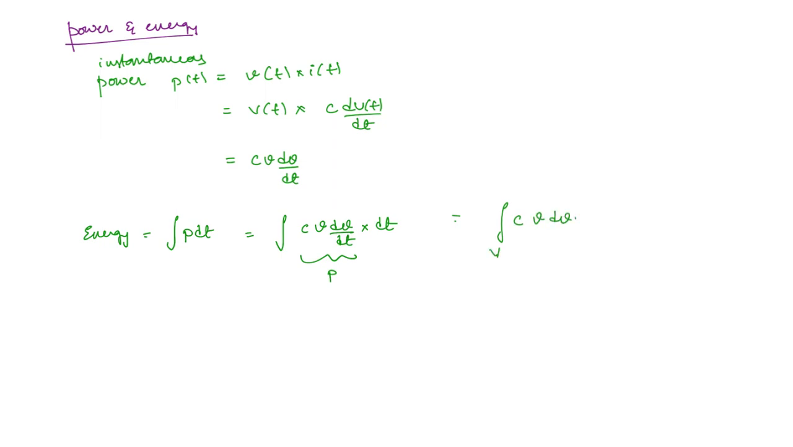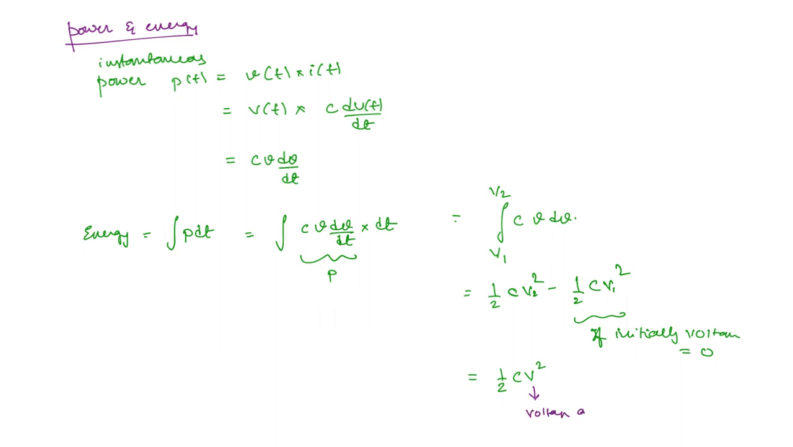Okay. So, if the voltage is being integrated from V1 to V2, then what you are going to get? Half into C V2 square minus half C V1 square. If the initial voltage is 0, if initially there is no voltage, then what will be the energy? It will simply be equal to half C V2 square, or you can simply write V square, where V is the final voltage that is present. Okay. Voltage across the capacitor.